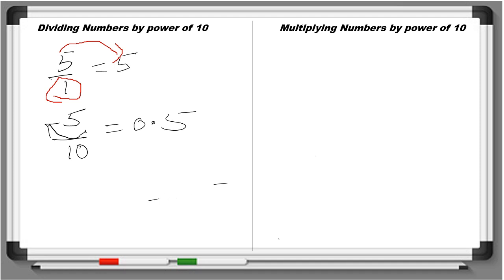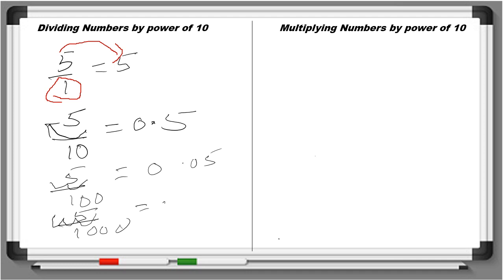When I divide 5 by 10, I get 0.5, and when I divide 5 by 100, I have shown you the decimal moves 2 places, 1, 2, so I get 0.05. When I divide 5 by 1000, the decimal moves 3 places, 1, 2, 3. So I will get 0 point, here I will get 2 zeros, 0.005. This is 5 thousandths.